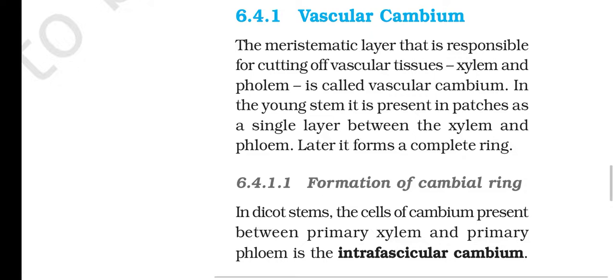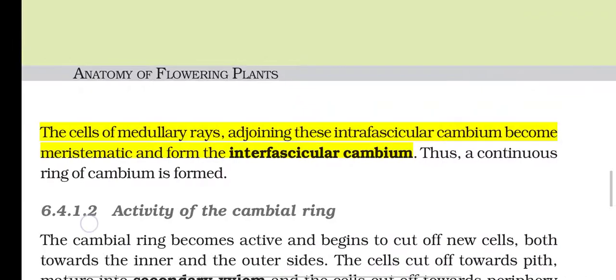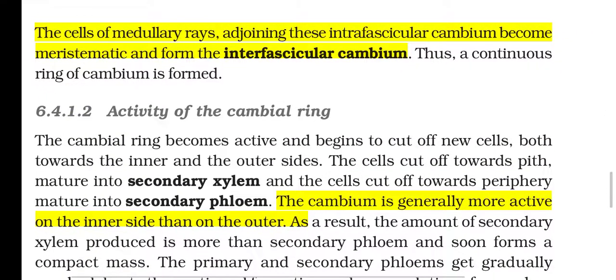6.4.1.1 Formation of cambial ring. In dicot stems, the cells of cambium present between primary xylem and primary phloem is the intrafascicular cambium. The cells of medullary rays adjoining these intrafascicular cambium become meristematic and form the interfascicular cambium. Thus, a continuous ring of cambium is formed.